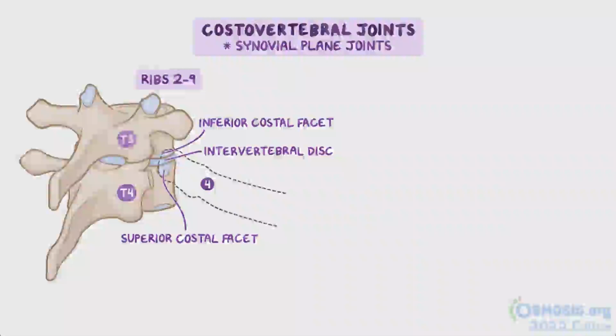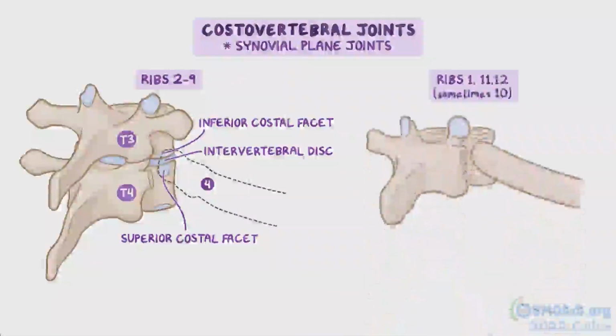between those 2 vertebrae. Unlike ribs 2 through 9, the 1st, 11th, 12th, and sometimes the 10th rib only articulate with a single vertebral body at the same vertebral level as the rib. For example, rib 11 articulates with T11.